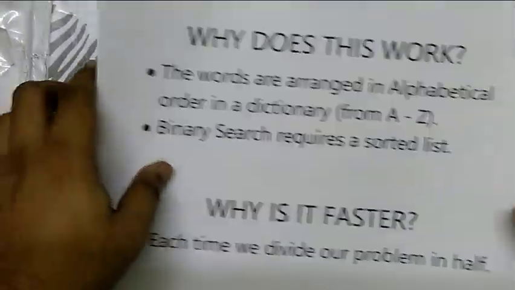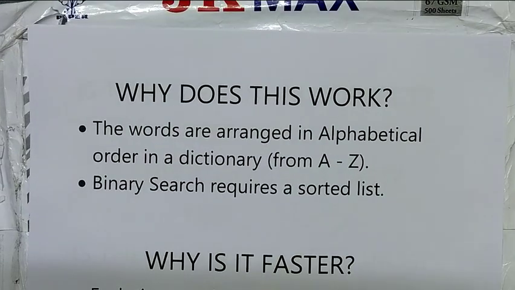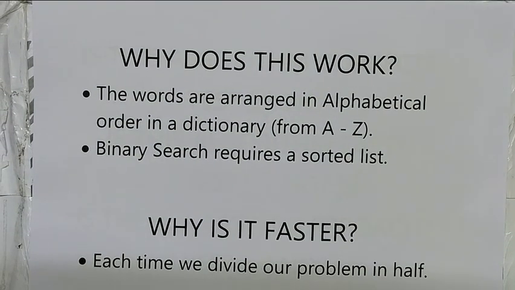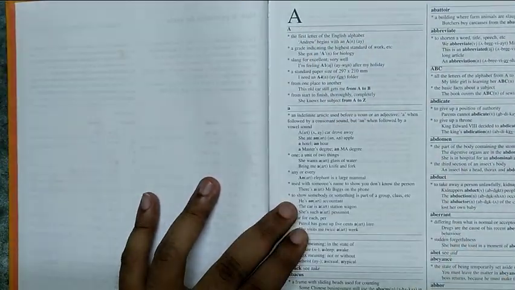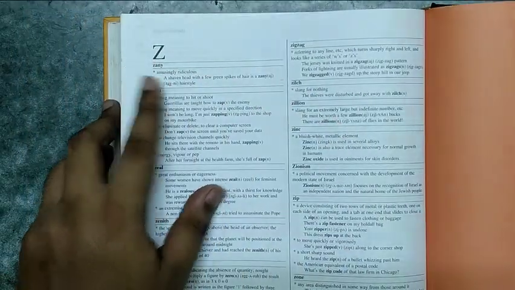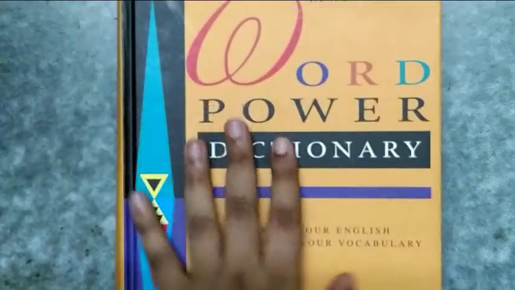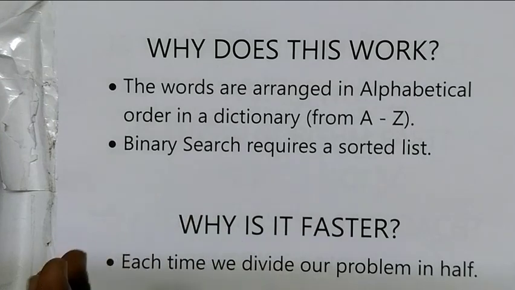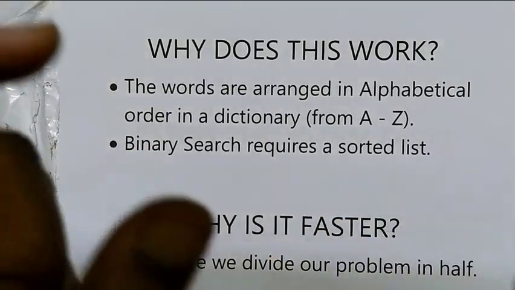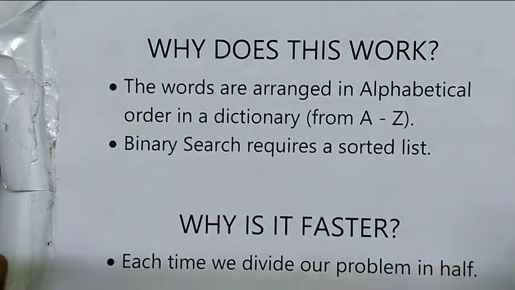So, now, let us see why this works. This works because in a dictionary, the words are arranged in alphabetical order, from A to Z. Let's show this to you. In a dictionary, the first words begin with A, and the last word begins with Z, right? Because in a dictionary the words are arranged in alphabetical order, this particular algorithm works. Binary search always requires a sorted list, right? Without a sorted list, we can never say whether this particular letter would lie to the left or to the right.